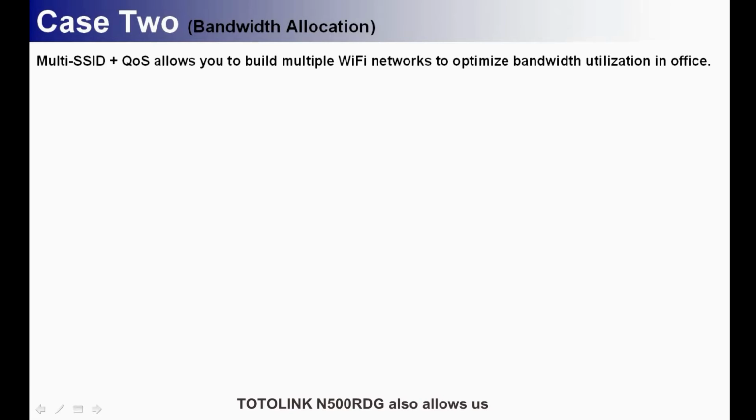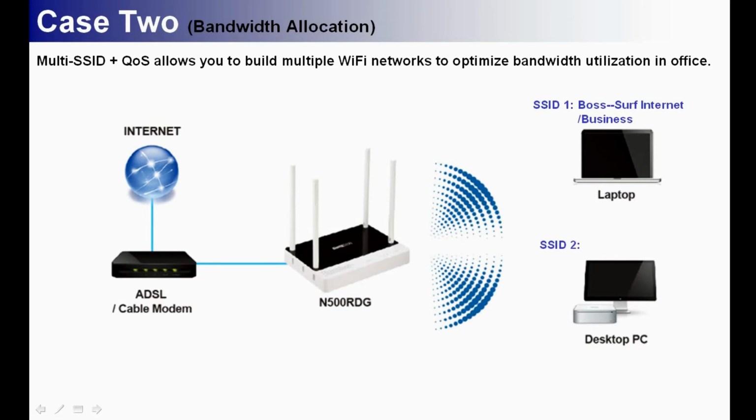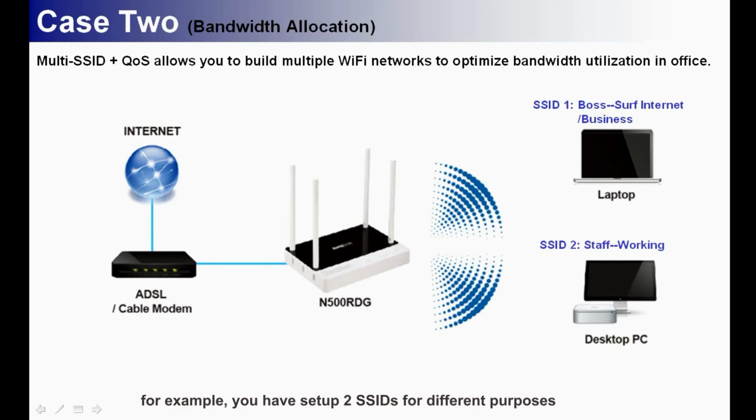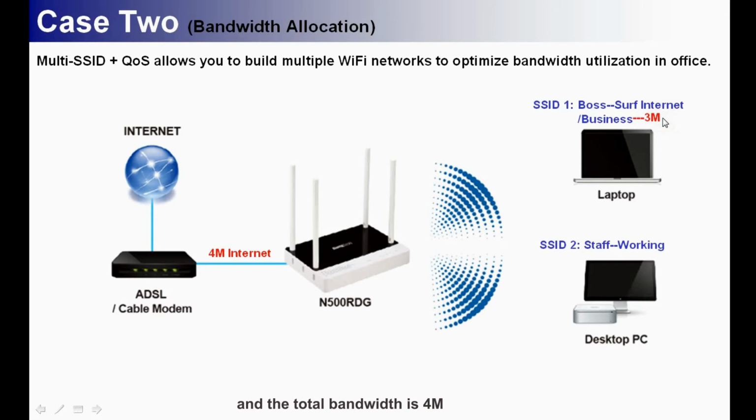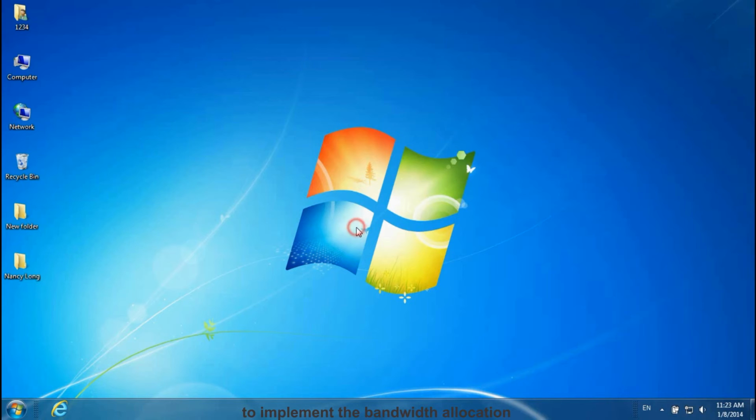TOTOLINK M500RDG also allows us to build multiple Wi-Fi networks to optimize bandwidth utilization in the office. For example, you have set up 2 SSIDs for different purposes and the total bandwidth is 4 MB. Then you consider 3 MB for manager, 1 MB for staff working. For this situation, please follow the next steps to implement the bandwidth allocation.